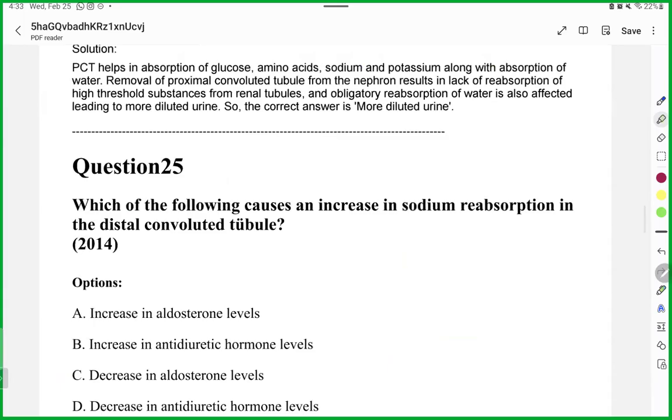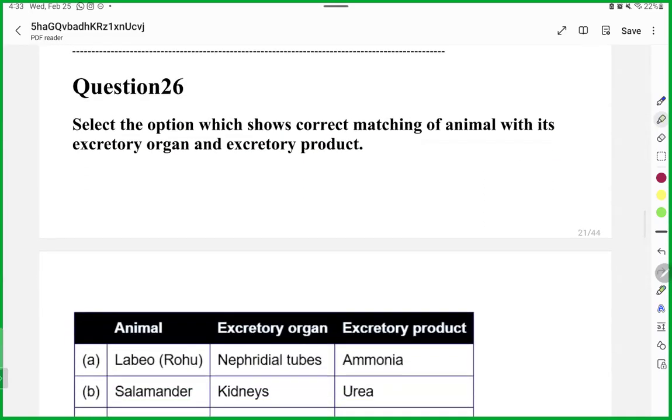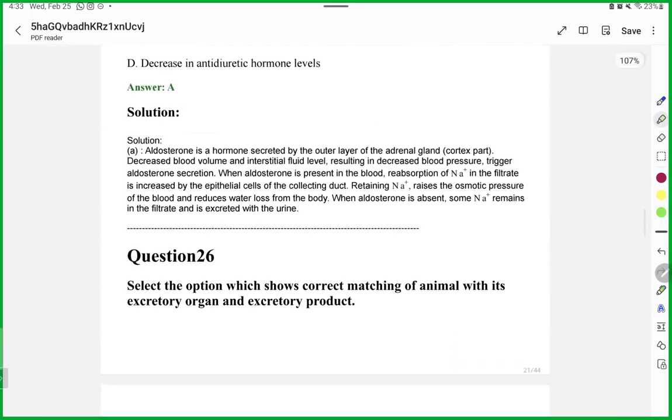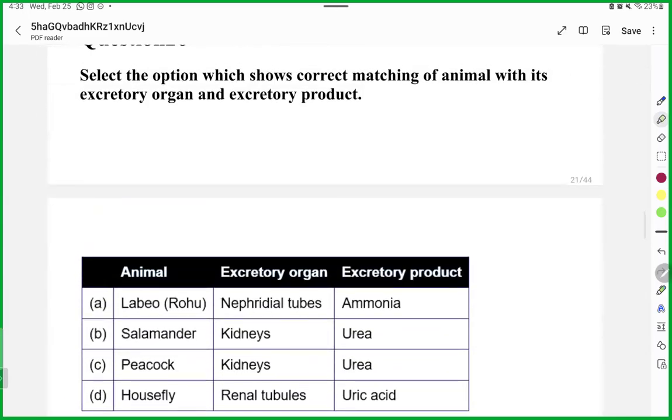Jordan, increase in sodium reabsorption in DCT. Which of the following causes an increase in sodium absorption? Aldosterone is responsible for water and sodium reabsorption. Okay, sir, aldosterone. So I think A.